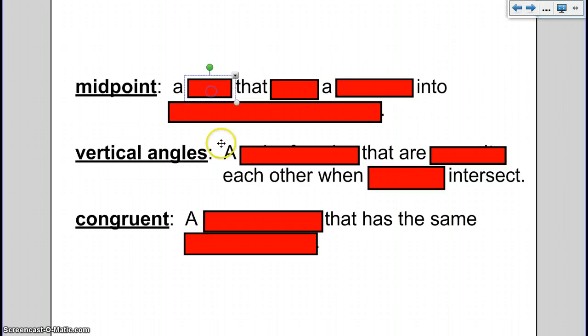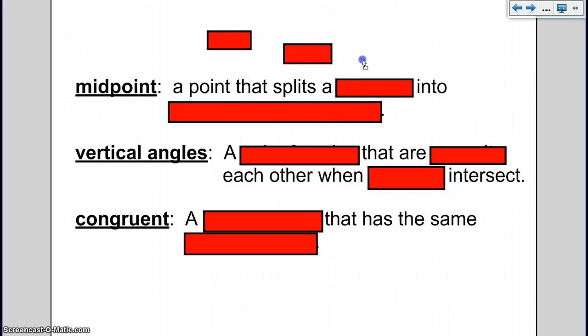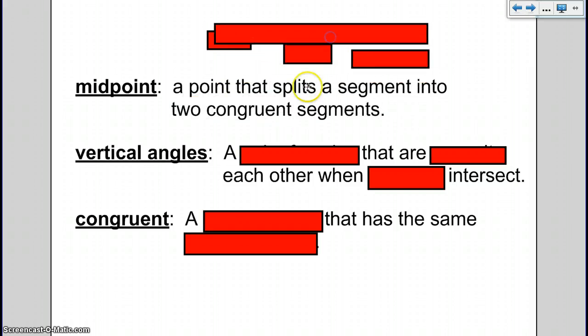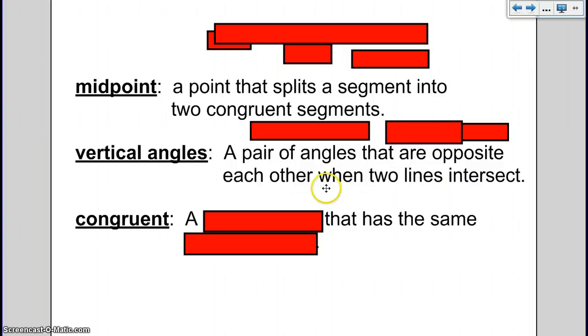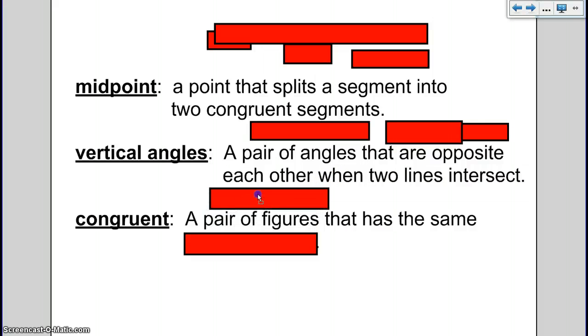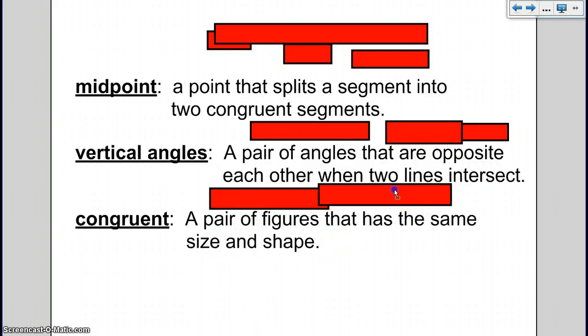A midpoint. You've seen this before, a point that splits a segment into two congruent segments. Vertical angles, a pair of angles that are opposite each other when two lines intersect. And congruent means a pair of figures that has the same size and shape.